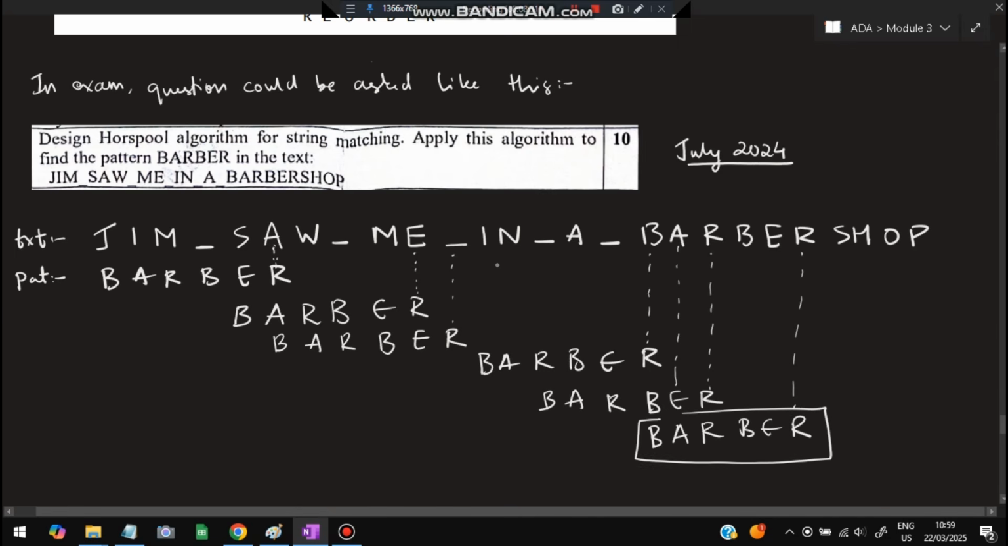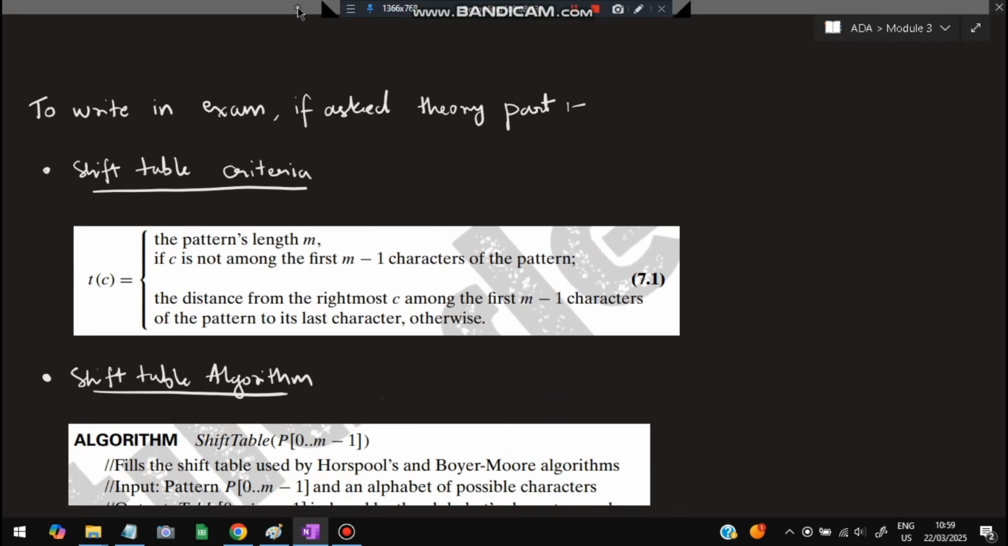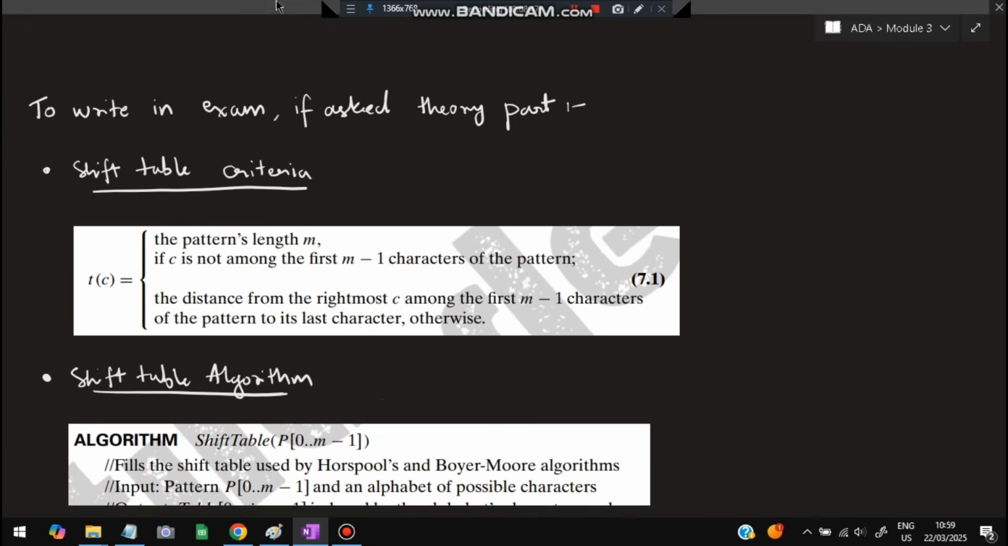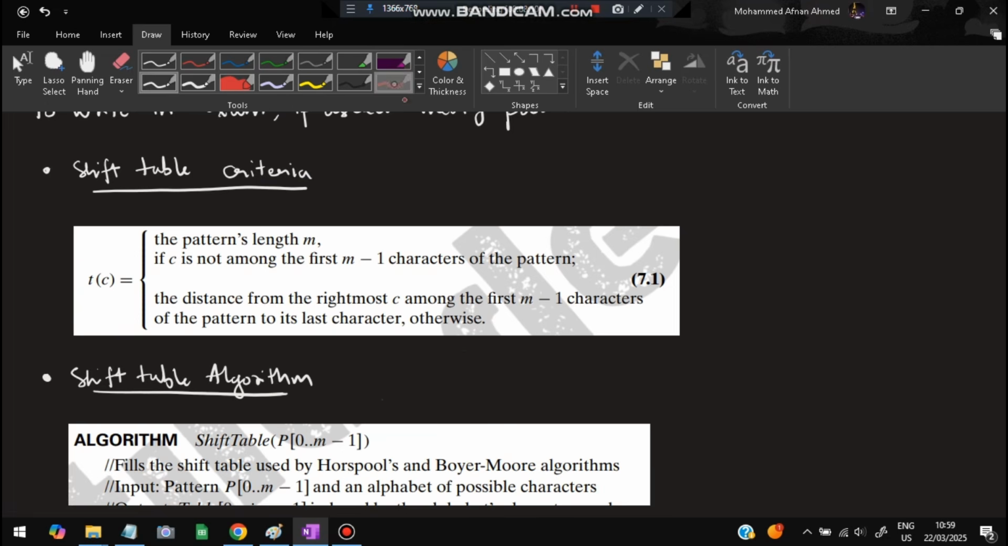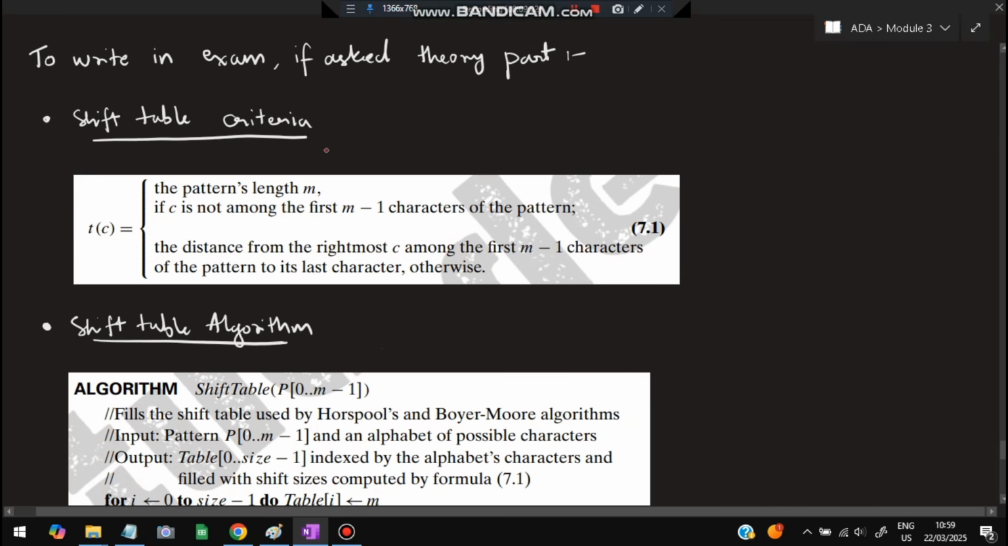Okay, now in the theory part, what you have to write if they ask in the exam: write the algorithm, write the shift table, what it is. I have not discussed the shift table till now because without using the shift table you can do the answer and you'll be getting the marks, so what is the point of knowing about the shift table? But the theory part is important. The shift table is used when we write the code or algorithm, because the computer won't solve the way we solve, so it needs the shift table.